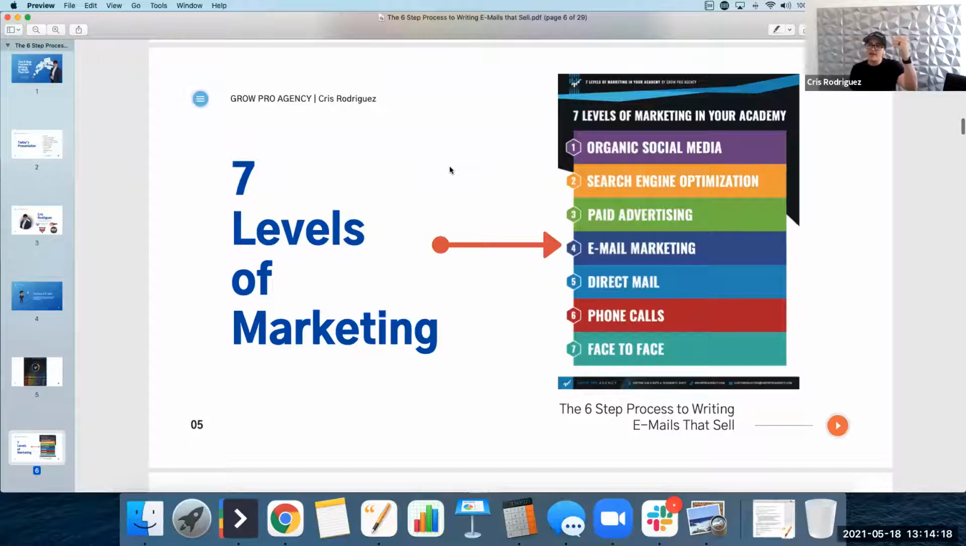Okay. And then we have email marketing, and really it's email marketing and text messaging. Those really go hand in hand. We have direct mail and print marketing, picking up the good old fashioned phone, which is the lifeline of our business, and then face-to-face marketing. Now, each one of these levels, as you move your way down, require more sweat equity.